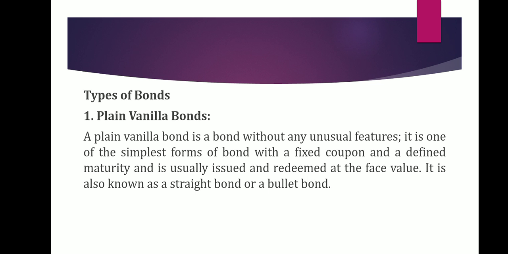First one, plain vanilla bonds. A plain vanilla bond is a bond without any unusual features. It is one of the simplest forms of bond with a fixed coupon and a defined maturity and is usually issued and redeemed at a face value. It is also known as straight bond or a bullet bond.